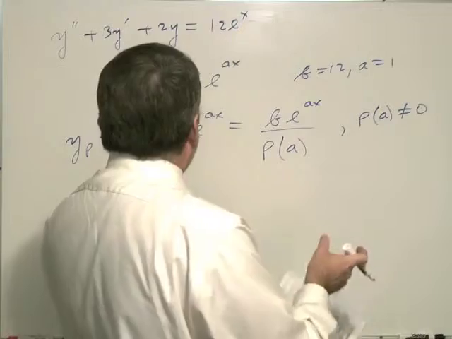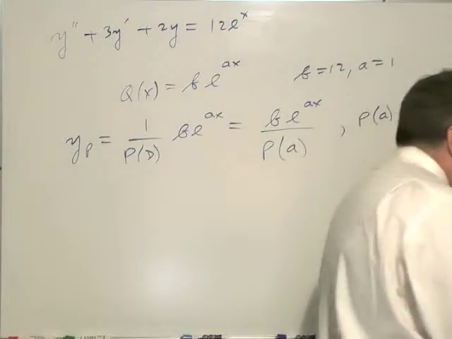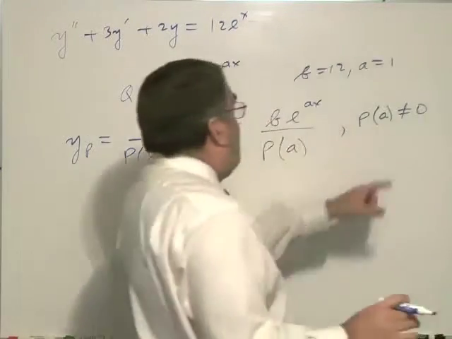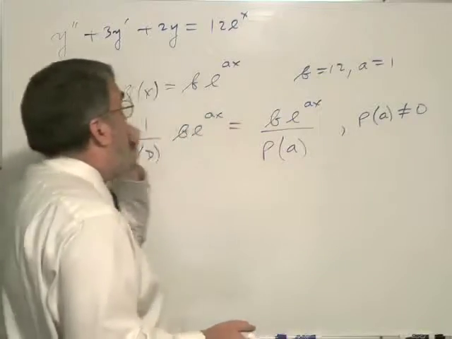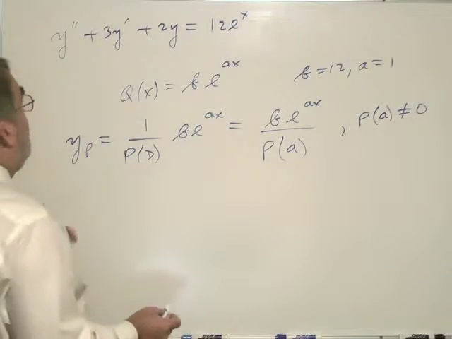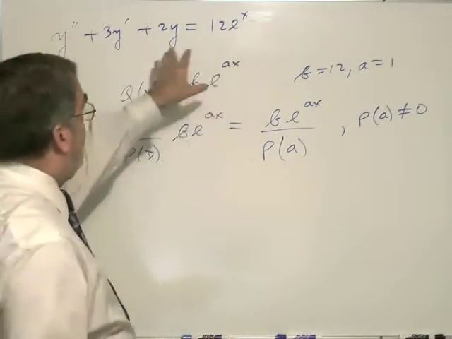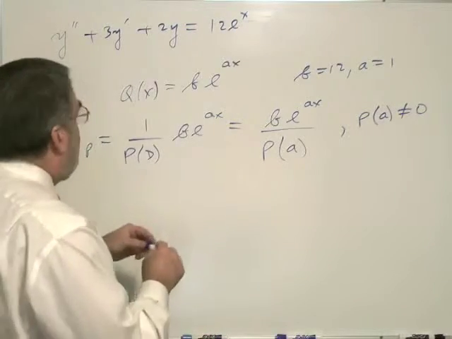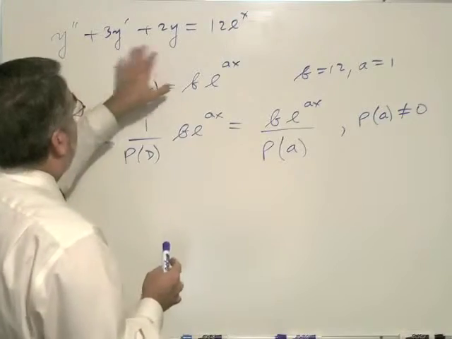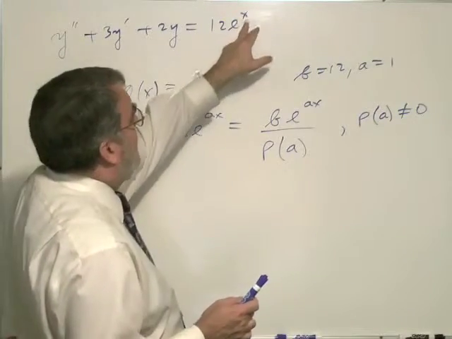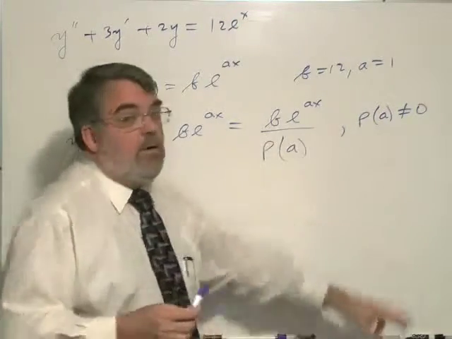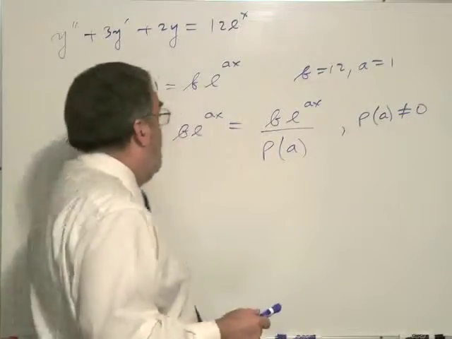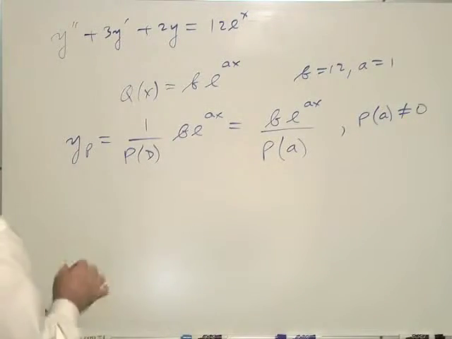I suspect this situation where it does equal 0 would crop up when a root of the characteristic equation is the coefficient of the x up there. In other words, if one of the roots was 1, then I think P(a) would be 0. Alright, well, we don't have to worry about it for this problem.